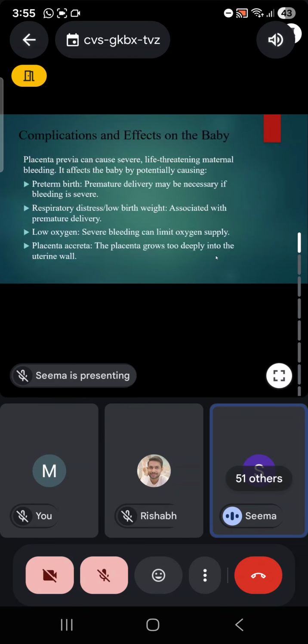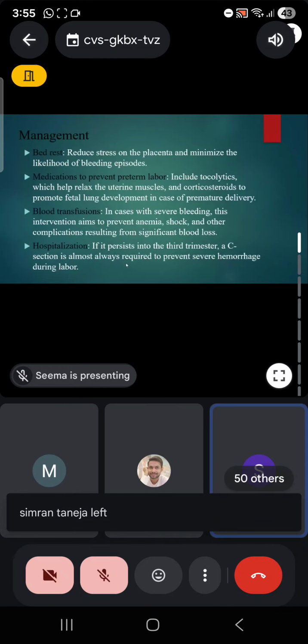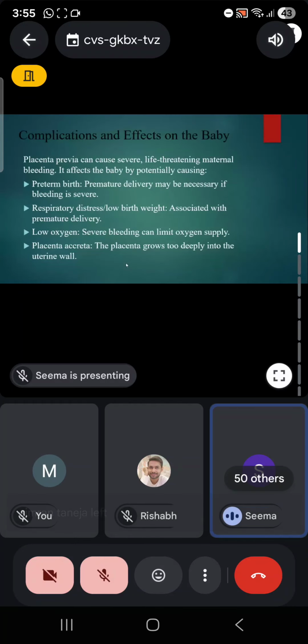The complications: placenta previa can cause severe life-threatening maternal bleeding. It affects the baby by potentially causing preterm birth, which is a premature delivery. It may be necessary if the bleeding is severe, so in a hospital setting the doctors do a preterm delivery to save the baby. Respiratory distress can also happen, as can low birth weight associated with premature delivery, and low oxygen, because severe bleeding can limit the oxygen supply.